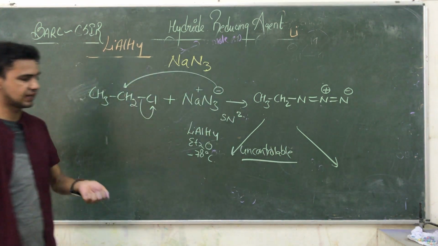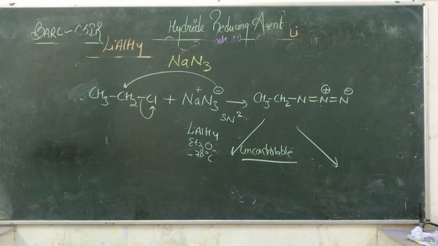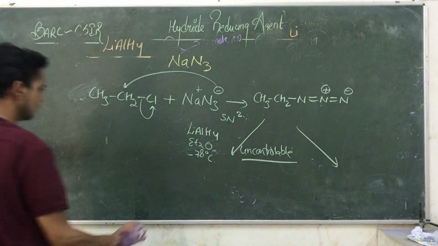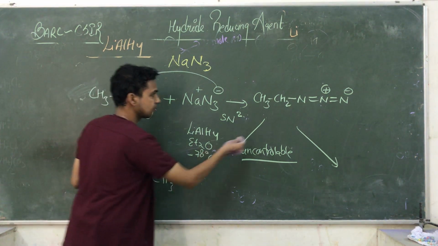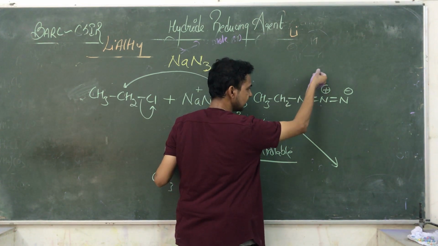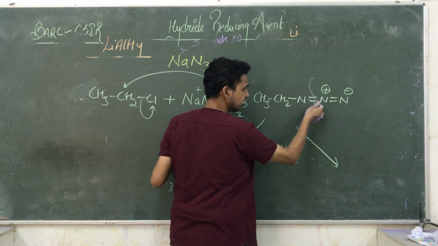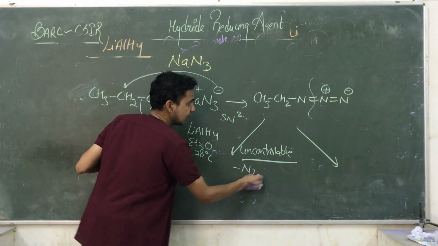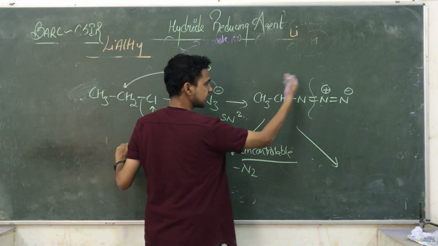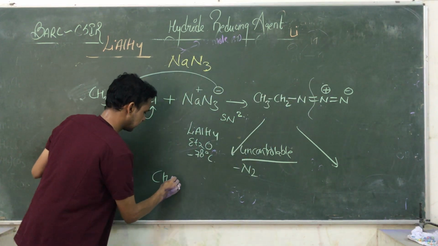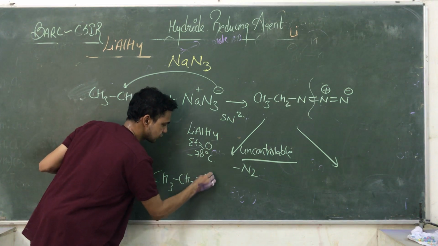This reaction is uncontrollable and they are giving you amine. Which amine? यहाँ से आपका bonds टूटेगा. Okay, it is removing in the form of N2 और reduction हो रहा है तो इधर भी H और इधर भी H. So it is giving you CH3, CH2, H2.